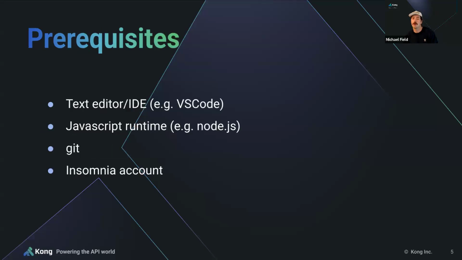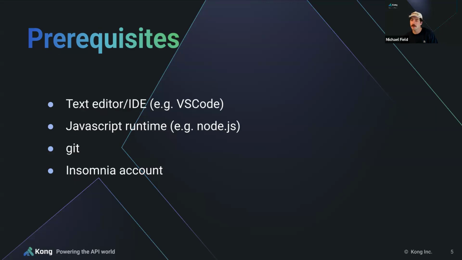Okay, so prereqs, if you want to follow along today, you really just need four things. You need some kind of text editor or IDE. We're going to be cloning a repo with some code in it, so something like VSCode is going to make that a lot easier to work with. You need to have some kind of JavaScript runtime running locally, most commonly something like Node.js, to utilize some of the functionality that exists inside of the repo.